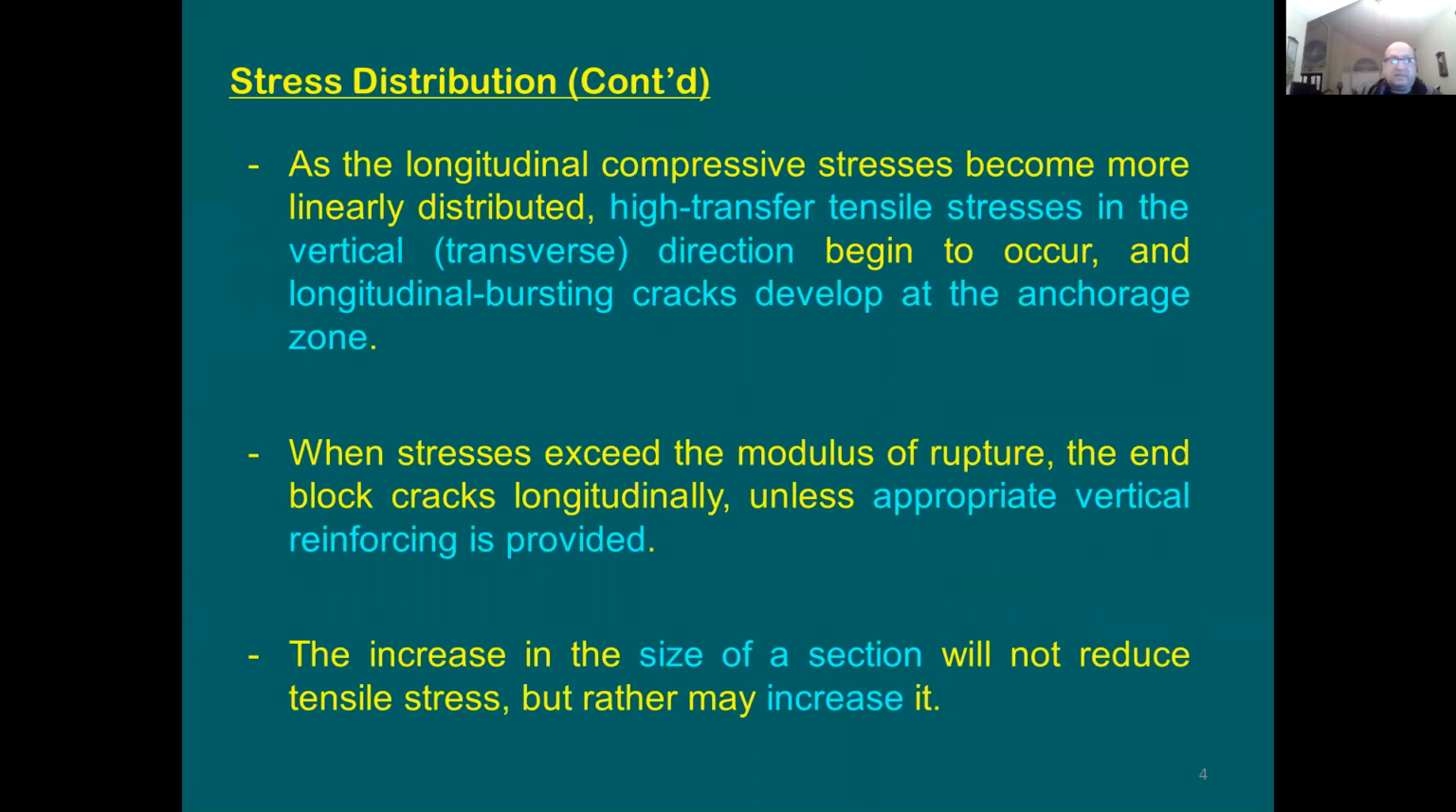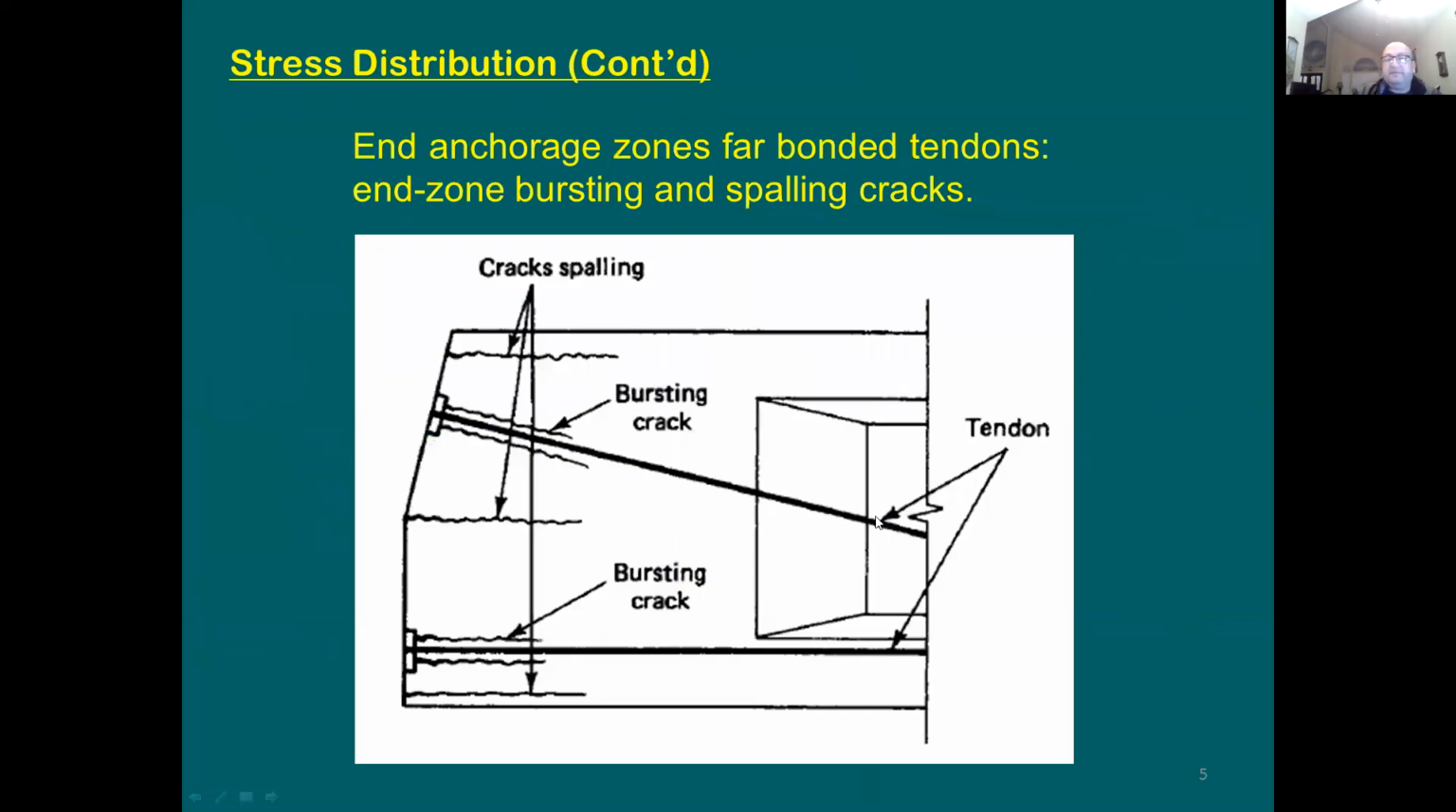Now the other question is, what's going to happen here when you have pre-tension? Is it a good idea to increase the size of the end block? Would that reduce the tensile stresses? And the answer is no. To control it, you really need to have ties or stirrups. So changing the size is not going to change the amount of tensile stresses that you have in there.